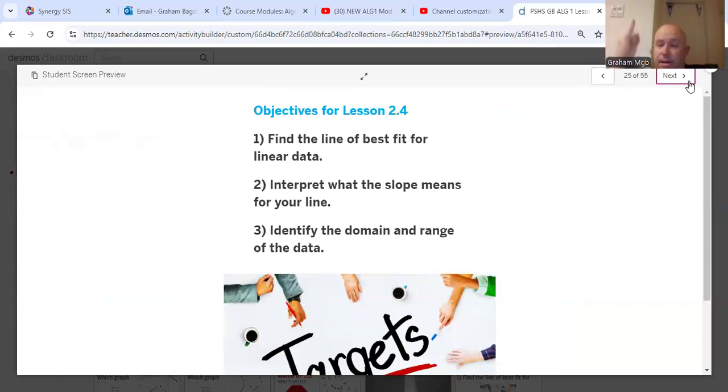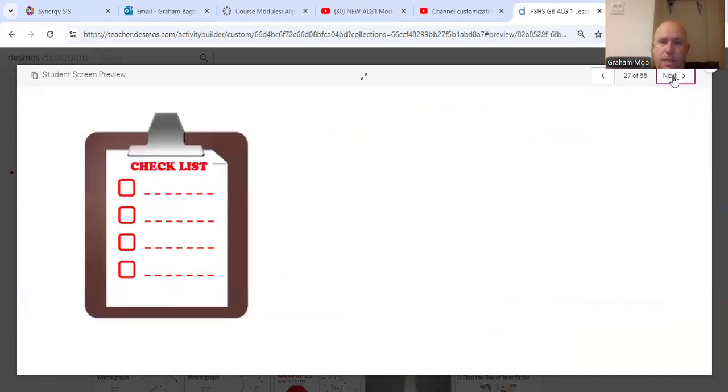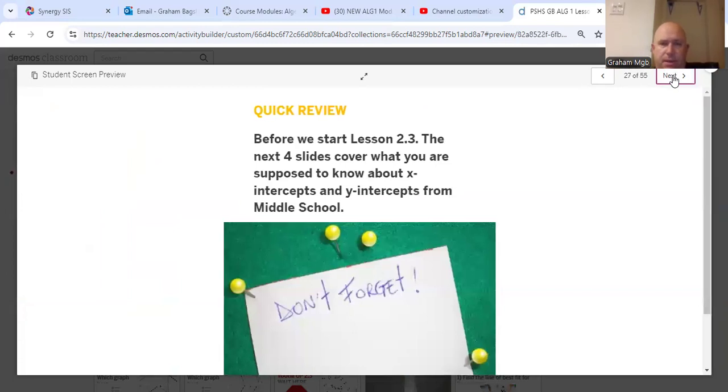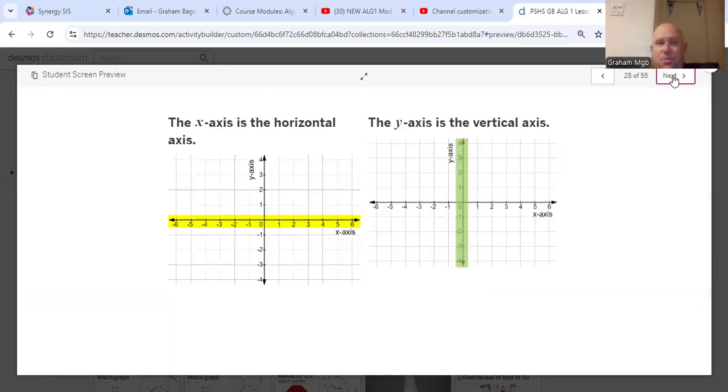So today, we're going to look at finding the line of best fit, interpret what the slope means, and also identify the domain and range of the data. And we've got a few questions to do that. Before we start lesson 2.3, the next 4 slides cover what you're supposed to know about x-intercepts and y-intercepts from middle school, and also now in lesson 2.3 as well.